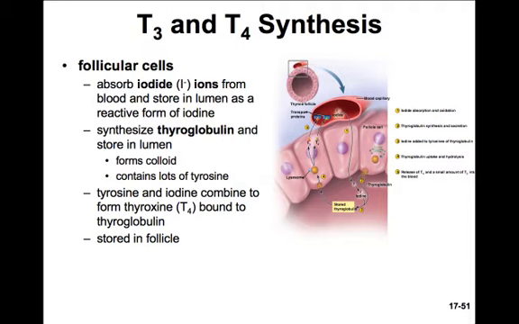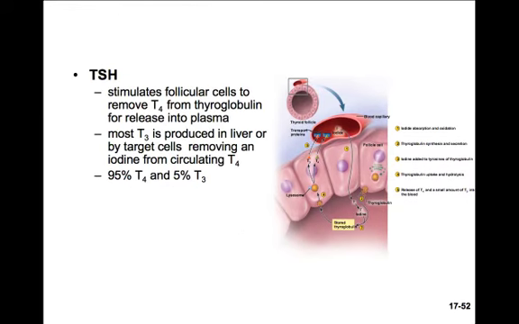You'll see that the tyrosine and the iodine combine to form thyroxine, and the thyroxine remains stored in the lumen of the follicle, bound to thyroglobulin. When TSH is released from the anterior pituitary, it stimulates the follicular cells to remove T4 from the thyroglobulin and take it up into the cells. It releases these hormones into the plasma.